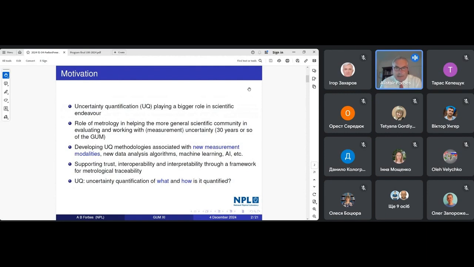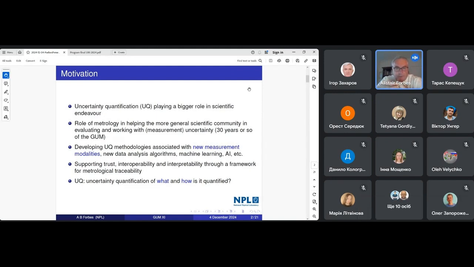Why am I talking about the GUM methodologies? Well, uncertainty quantification is playing a bigger role in scientific endeavor. People are now aware that we need to be able to evaluate uncertainty, and we are hoping that the role of metrology can help the general scientific community in evaluating and working with measurement uncertainty. We've been doing so with the GUM for many years. In particular, if we want to develop new measurement modalities such as imaging using machine learning, we need to develop the uncertainty quantification methodologies that go with it. By providing uncertainty quantification, we are supporting trust, interoperability, and interpretability, so a framework of metrology traceability. This is why metrology is important to scientific endeavors, because we're able to provide trust.